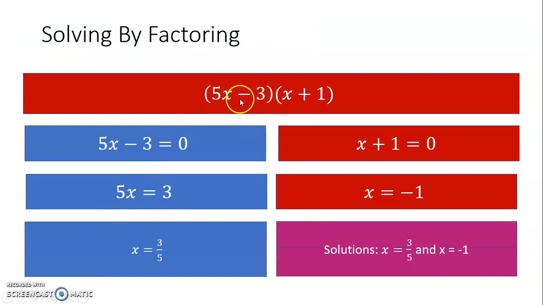So on this one, if we take 5x minus 3 and set it equal to 0, solving it, we get x equals 3 over 5. On this side, we get x plus 1 equals 0. Solving that, we get x equals -1, confirmed by our graph. Nice work.